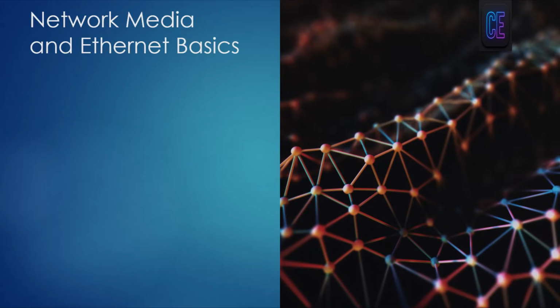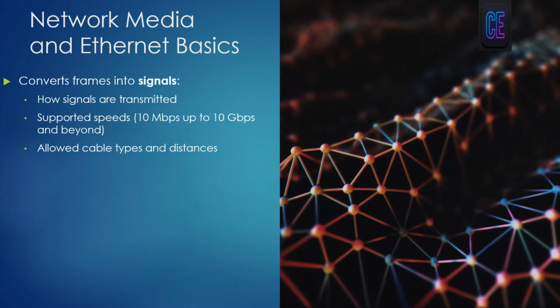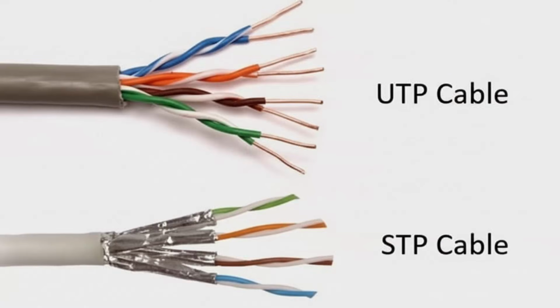Network media and Ethernet basics. Almost every wired network today uses Ethernet, defined by IEEE 802.3. Ethernet standards define how signals are transmitted, supported speeds from 10 megabits per second up to 10 gigabits per second and beyond, and allowed cable types and distances.